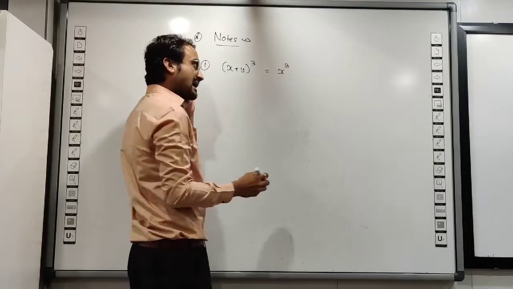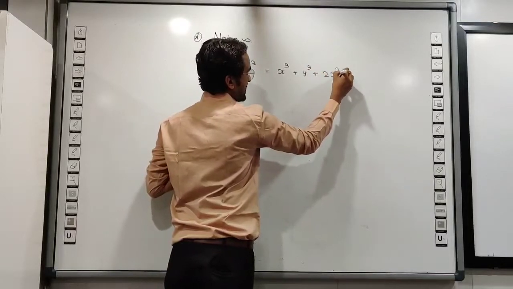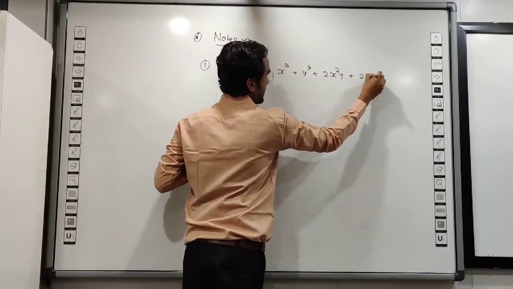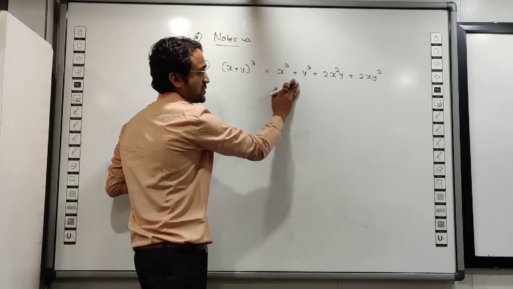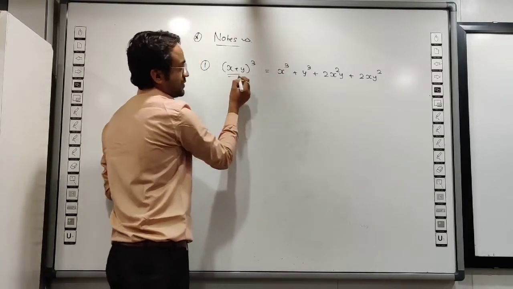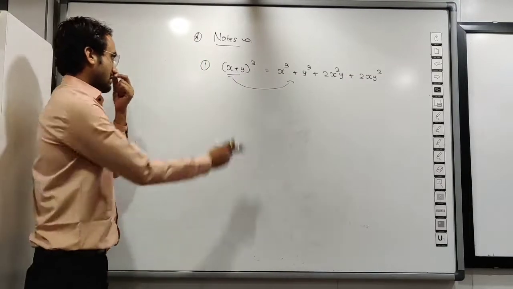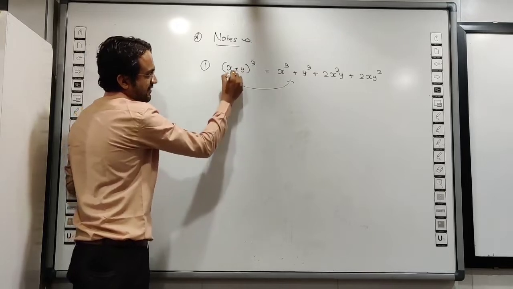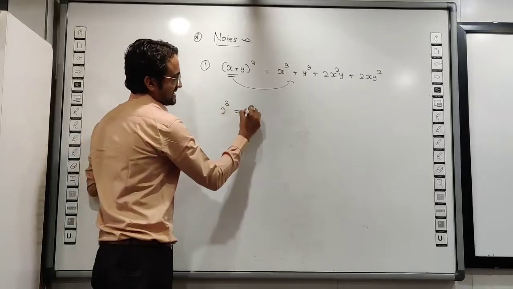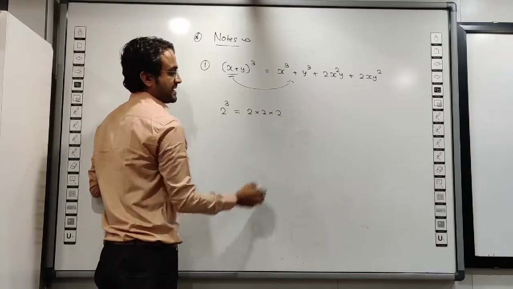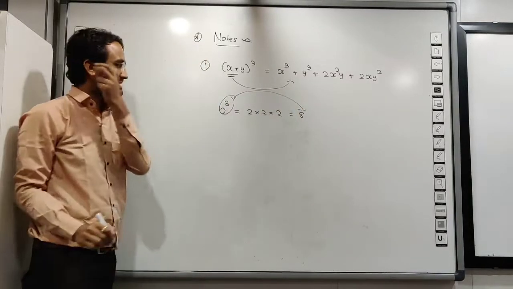You have to write the answer like this: x cube plus y cube plus 3x square y plus 3xy square. First of all, you should understand how this answer came. You can ask me, sir, why have you written it like this? What is the meaning of this? If I put a simple number, 2 raised to 3, that means 2 into 2 into 2. So 2 2s are 4, 4 2s are 8.